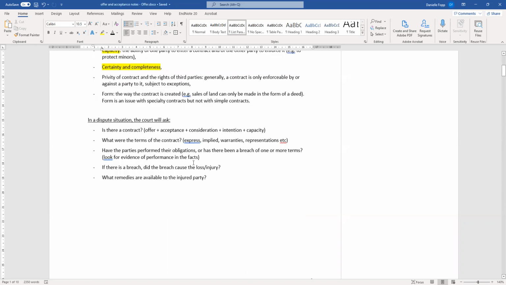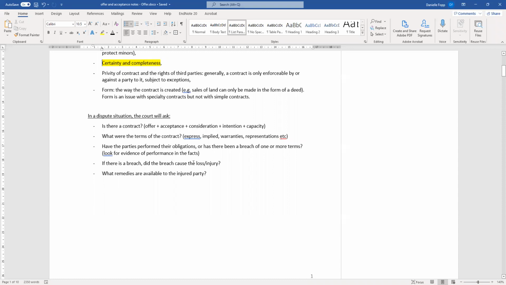Now, when we're looking at a problem question, so obviously in an exam, we'll either have an essay question or a problem question. The problem questions, you need to put yourselves in the shoes of what you would do if you were in court. So in a dispute situation that goes to court, the court will ask, is there a contract? So we are looking for issues of offer, acceptance, consideration, intention, and capacity. We then need to go, well, what were the terms of the contract? Are there express, implied, warranties, representations? What's actually in the contract if there is a valid contract?